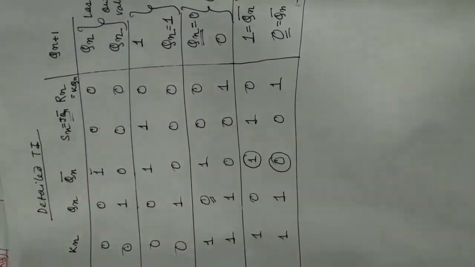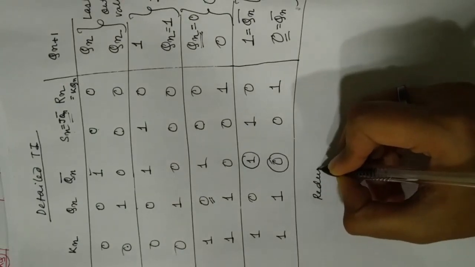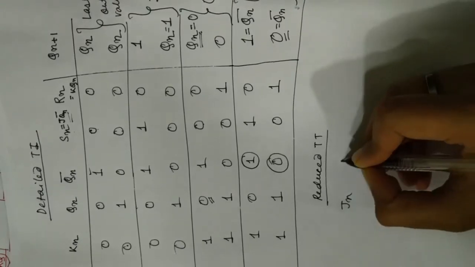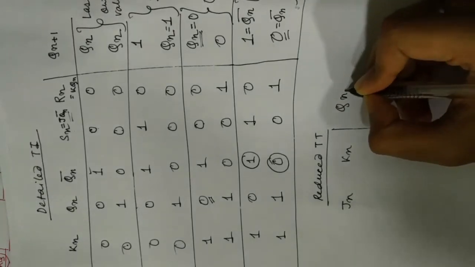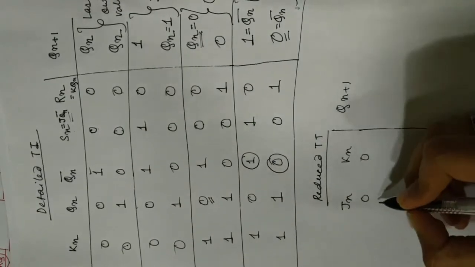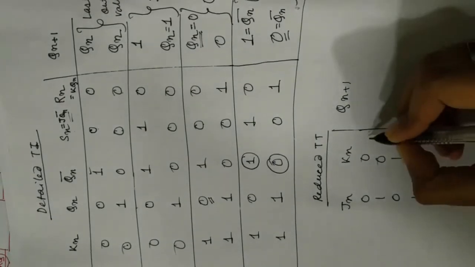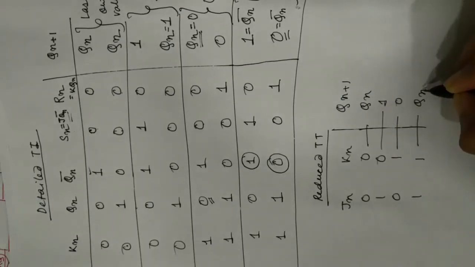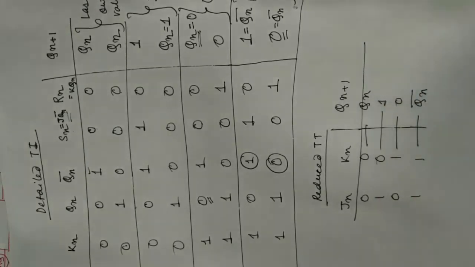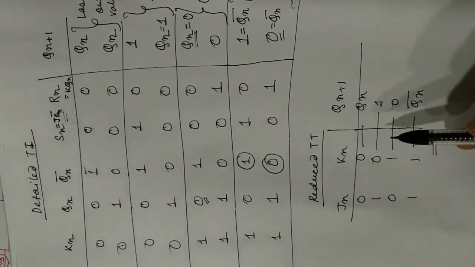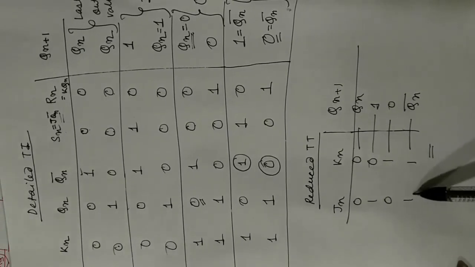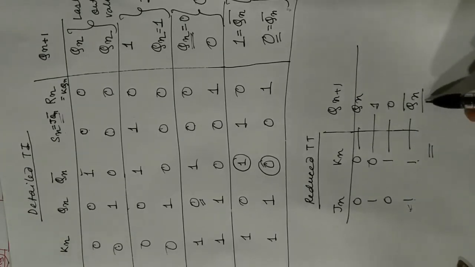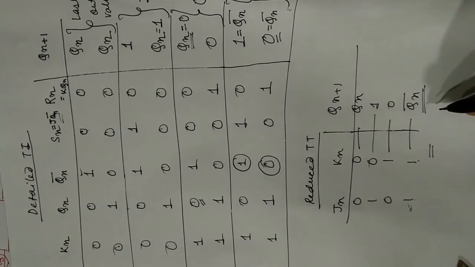So if you want to summarize and write the reduced truth table, it comes up like this: Jn, Kn, Qn plus 1: 0 0 gives Qn, 0 1 gives 0, 1 0 gives 1, and 1 1 gives Qn bar. So this is the reduced truth table. Like we can see, the problem in our SR flip-flop, in this state it was not allowed previously, but now it is allowed in case of JK flip-flop, and we get Qn bar as our result, right?